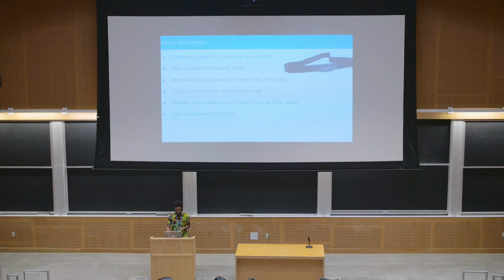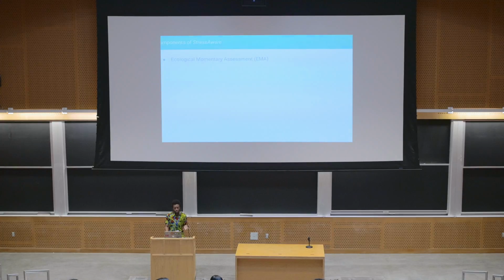So, Stress Aware, the app that I developed, monitors a person's stress level in real time. It uses a machine learning model, which I train offline, and also uses data from a heart rate monitor such as the Zephyr, which you see in the picture over there. It then classifies the stress level of a person as low, medium, or high, displays the stress level over the past few hours as a bar graph on the screen, and also logs that to an SD card.